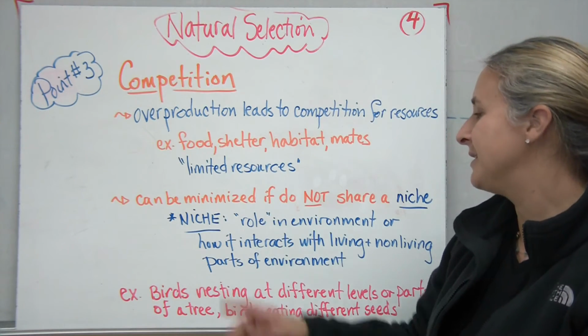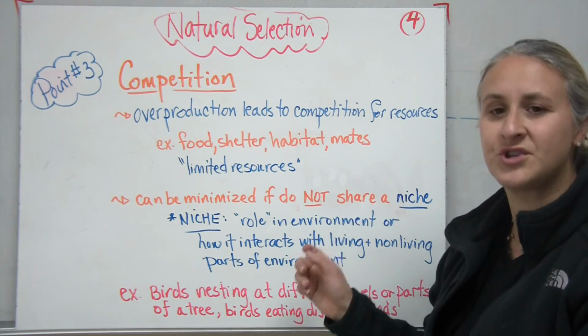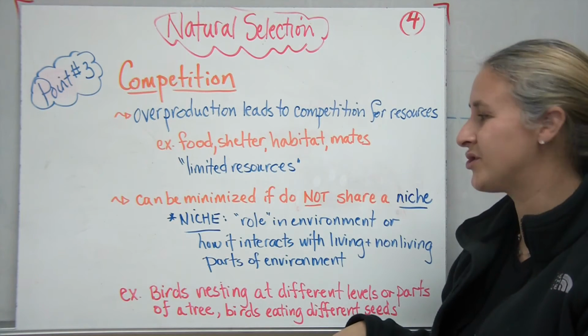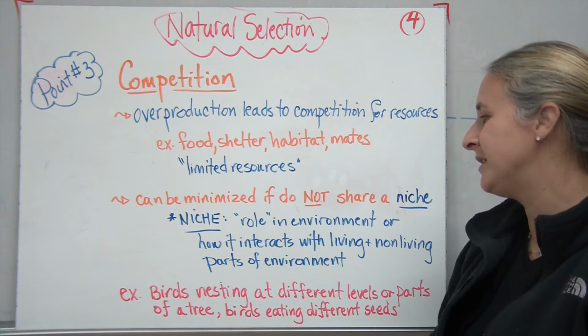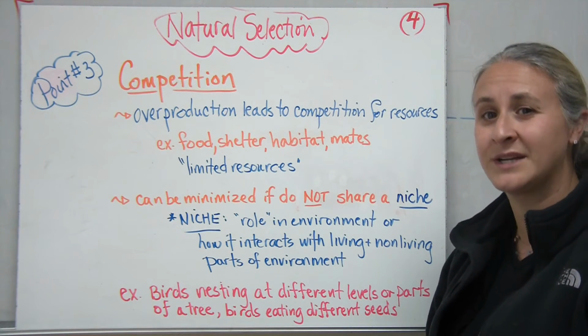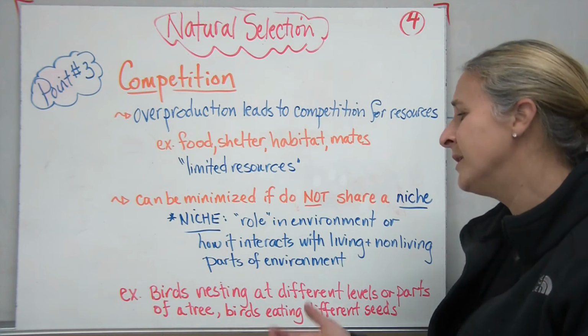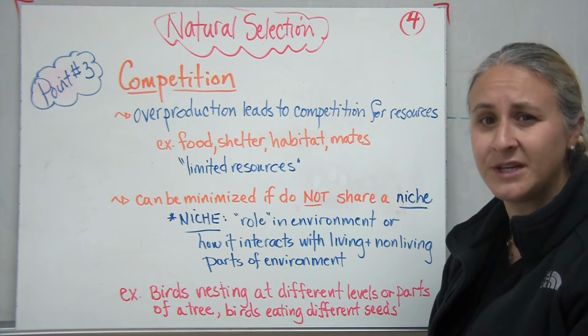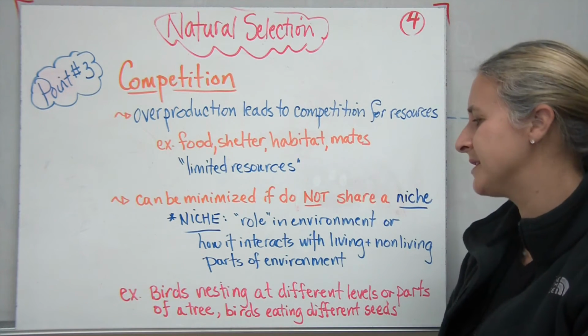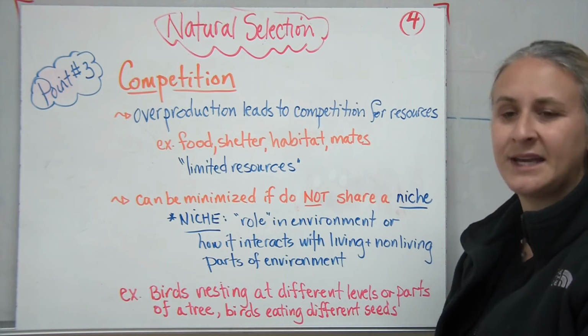Competition can be minimized if we do not share something called a niche. And a niche is really our role in the environment and how we interact with the living and non-living parts of our environment. So an example of how competition can be minimized with different organisms, we talk about birds nesting.